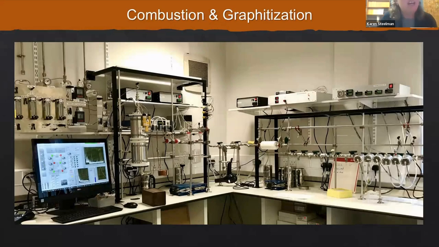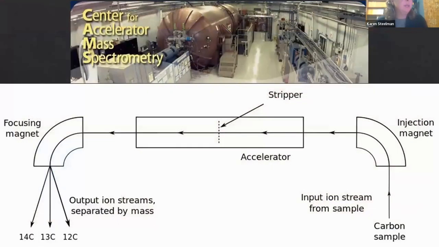Here we go. So this is a picture that I got off the internet from, I believe, the Belfast laboratory. And this looks like their combustion line, where they're turning that carbon dioxide into graphite. And then after it gets turned into graphite, we said that you do isotope measurement. And so this involves using something called accelerator mass spectrometry.